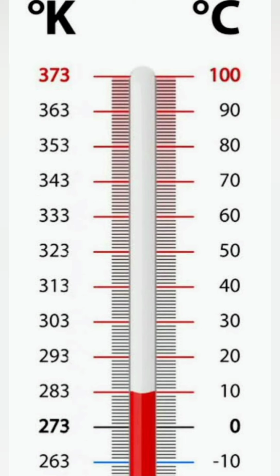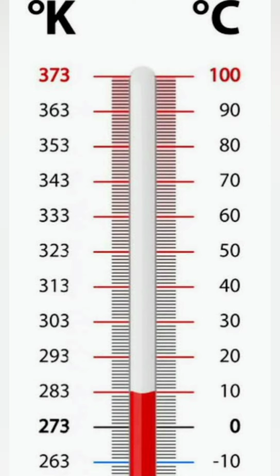The third one is the Kelvin scale. The Kelvin scale is used in scientific work. The minimum temperature on the Kelvin scale is 0 Kelvin, which is also known as absolute zero. This is the temperature at which molecular movement ceases. Thus, there is no negative temperature in the Kelvin scale.